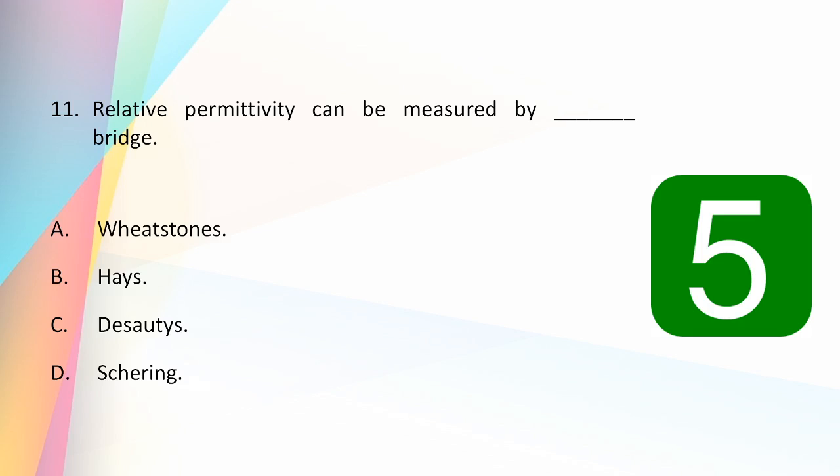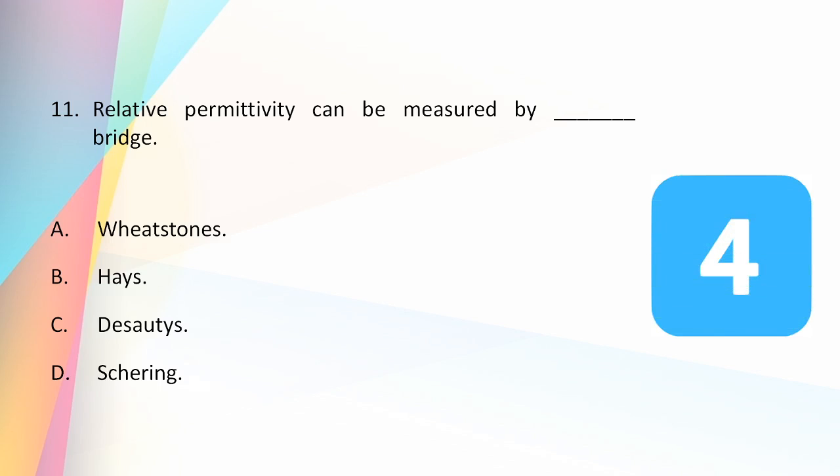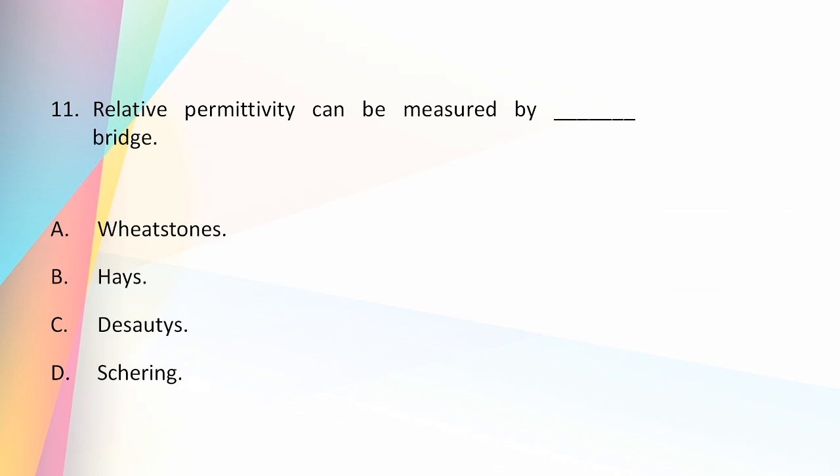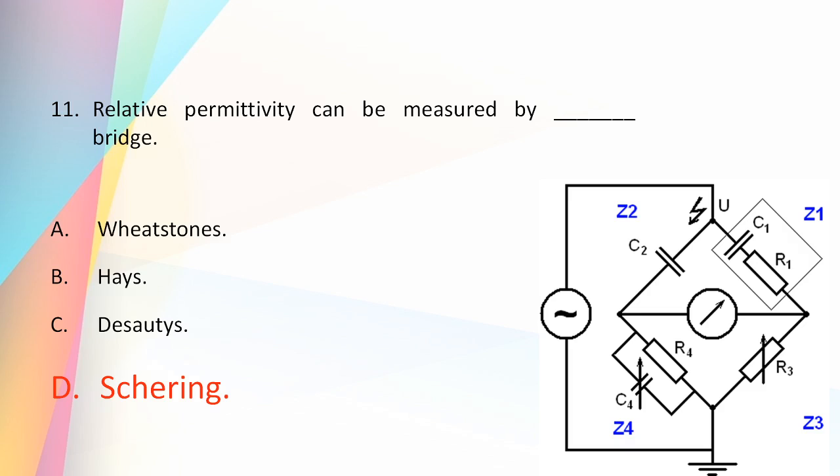Relative permittivity can be measured by dash bridge: Wheatstone's, Hay's, De Sauty's, Schering. And here you go. And the answer is Schering bridge. So relative permittivity can be measured by using Schering bridge. The word relative permittivity is associated with capacitance, since the Schering bridge is used to find the unknown value of capacitance and dielectric loss, relative permittivity.